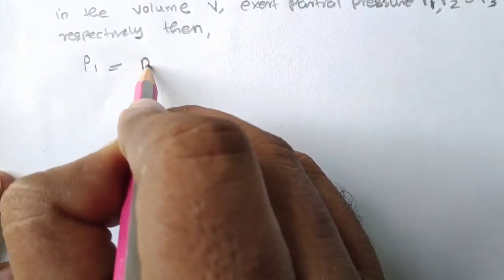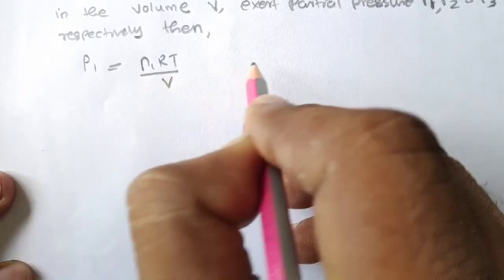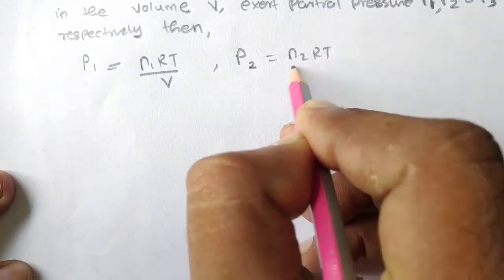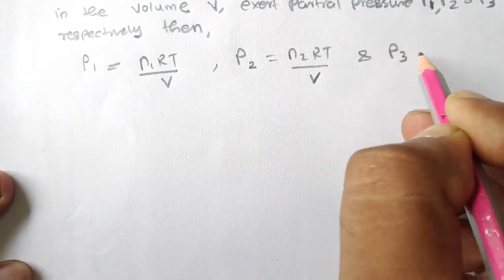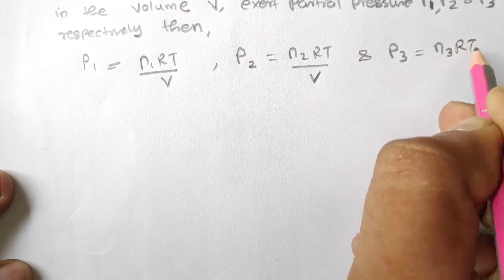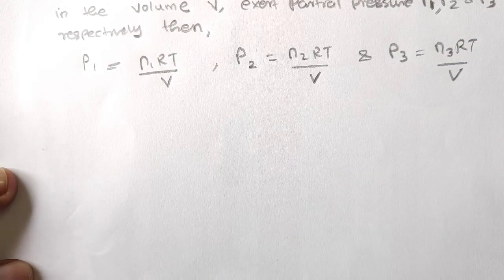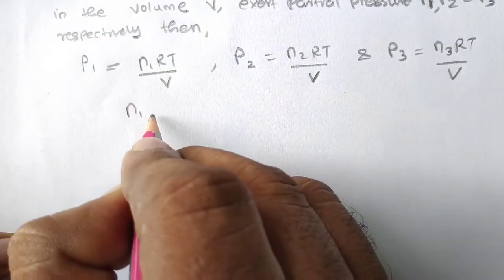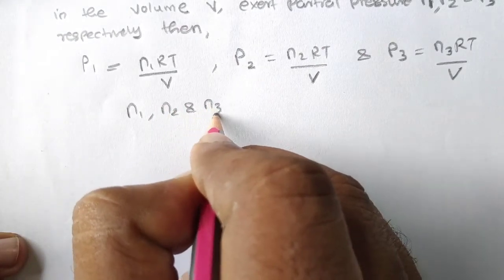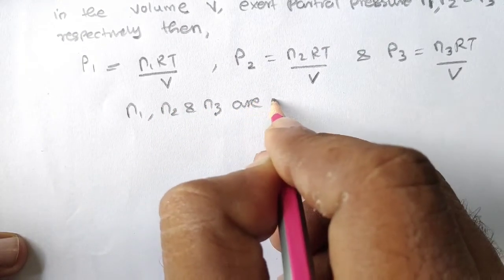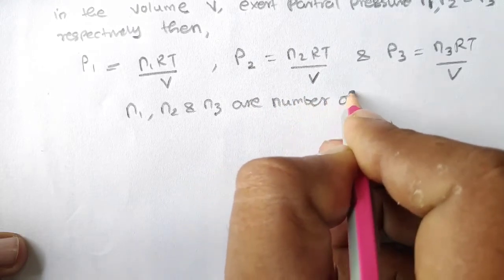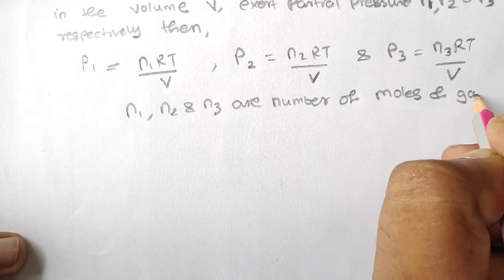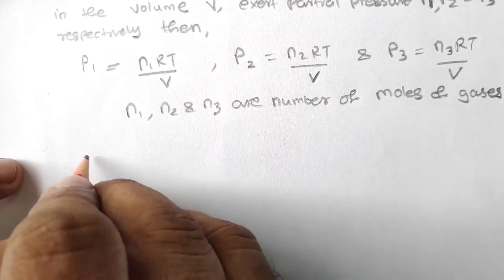equal to N1 RT by V, P2 is equal to N2 RT by V, and P3 is equal to N3 RT by V. Okay? Now the next part. Now in this case N1, N2 and N3 are the number of moles of the three gases we have discussed, right?